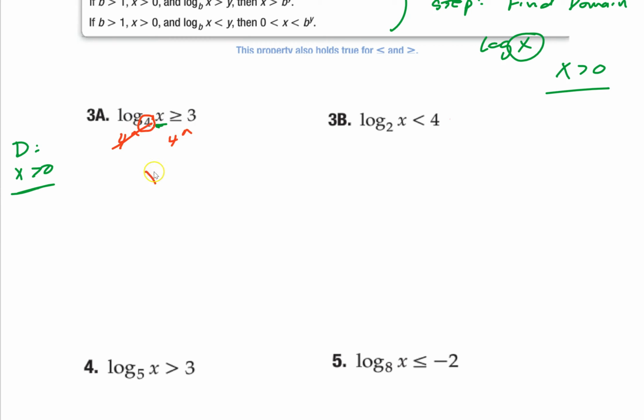These cancel. x is greater than or equal to 4 to the third, so x is greater than or equal to 64. Now as always, you want to see what the answer is. So x has to be greater than 0 and greater than or equal to 64, and it's the overlap, so it's just actually this.